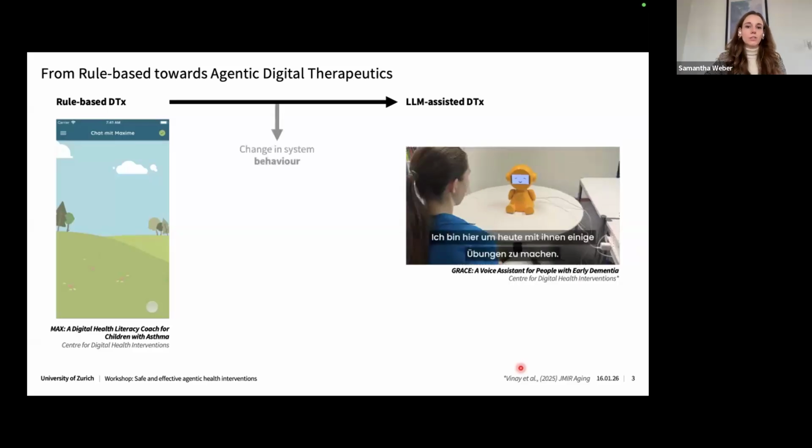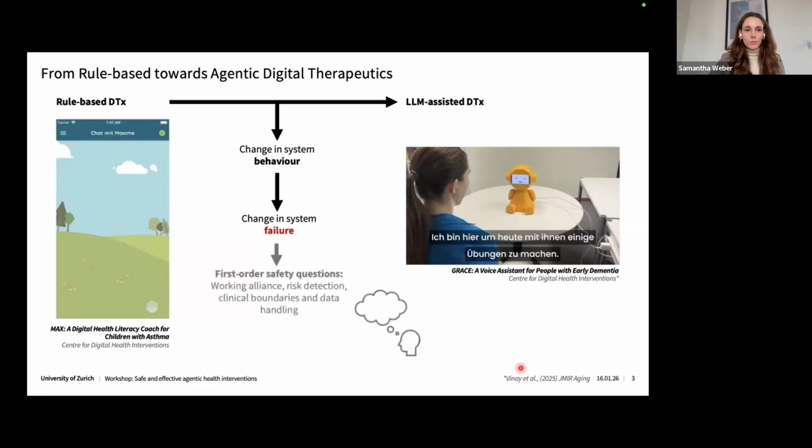But that shift changes not only how the systems behave, but more importantly, it also changes how they can actually fail. In rule-based digital therapeutics, safety could largely be encoded into flows and constraints. Now in agentic digital therapeutics, safety can no longer only live in the rules, but has to really be implemented in the system design. So that's also why questions around working alliance, risk detection, clinical boundaries, and also data handling now become a first-order safety question, and not only an add-on.